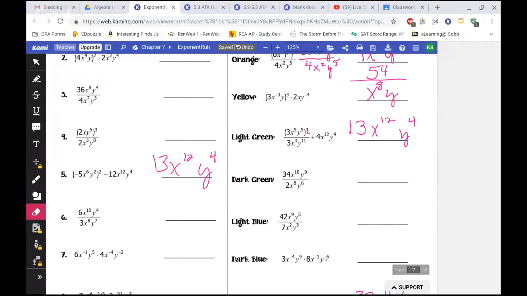Okay, 34 divided by 2 is 17. 10 minus 8 is 2. 9 minus 6 is 3. Does that make sense? So basically, this is a quotient property where you divide your integers, that's the 34 and the 2, and then you actually subtract your exponents, 10 minus 8 and 9 minus 6.